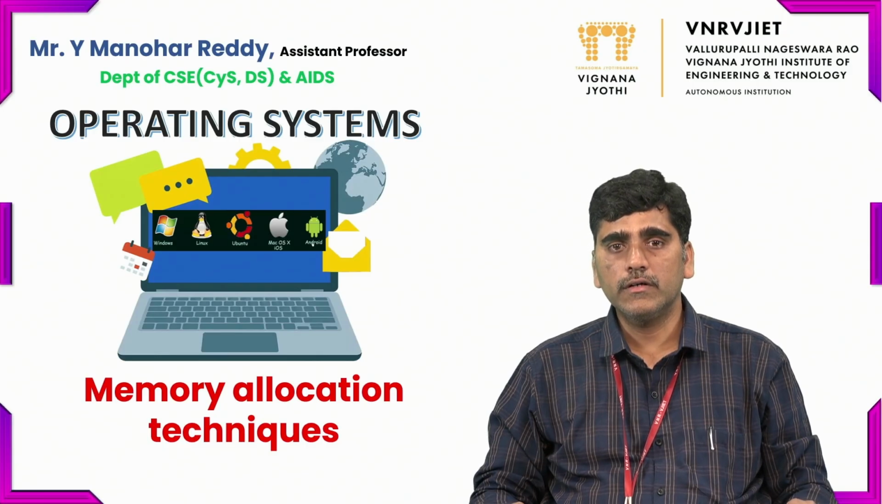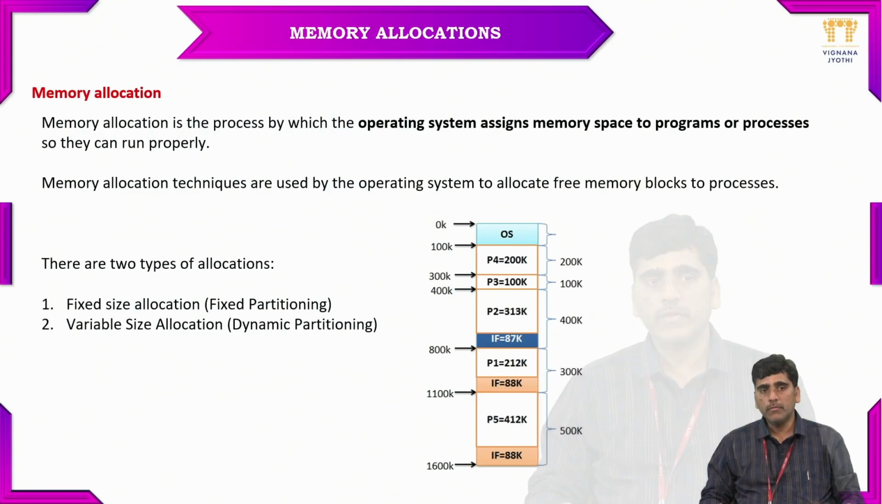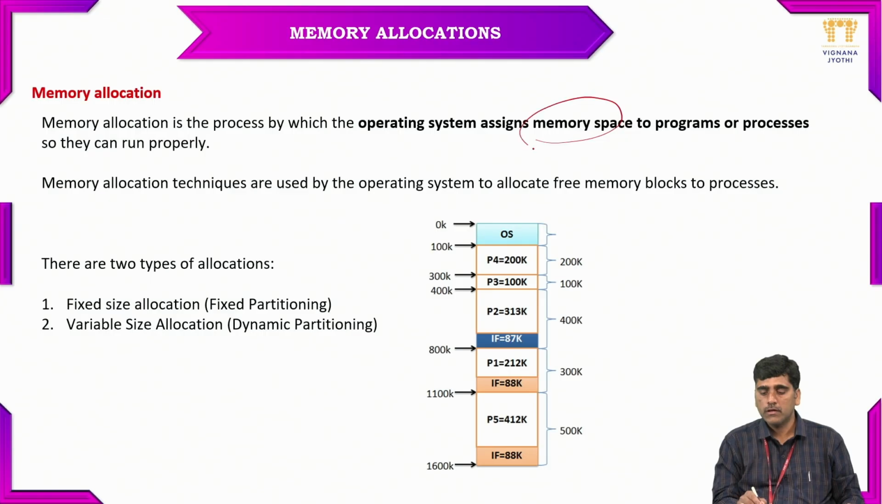So, memory allocation techniques. First of all, what is meant by memory allocation? Memory allocation is the process by which the operating system assigns memory space to the programs or processes so they can run properly. In memory management, memory allocation is one of the techniques that assigns each and every resource to the processes. Here the operating system assigns memory space to the processes or programs.